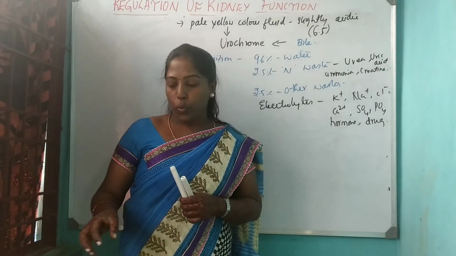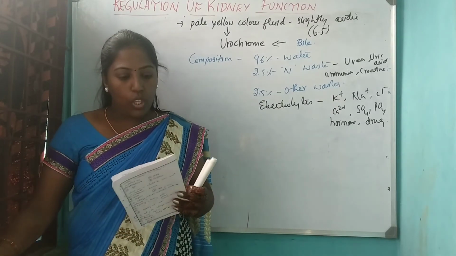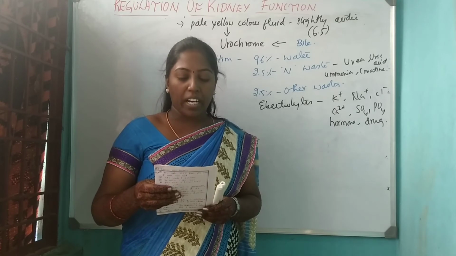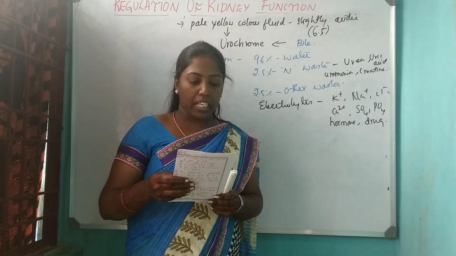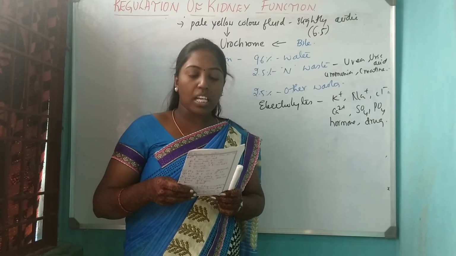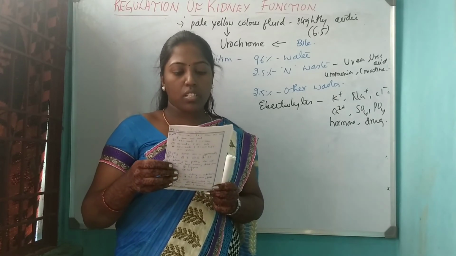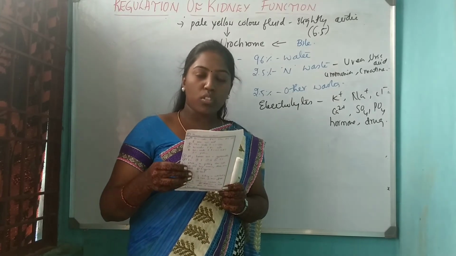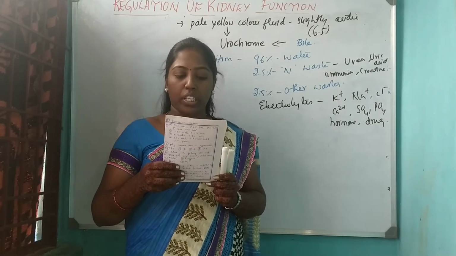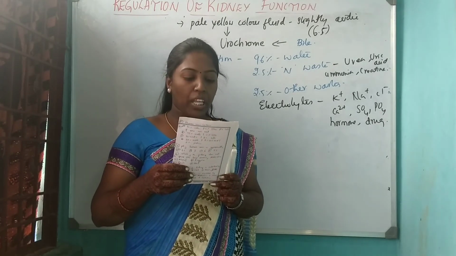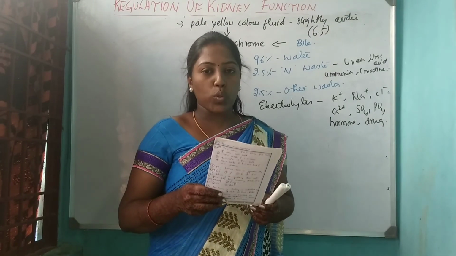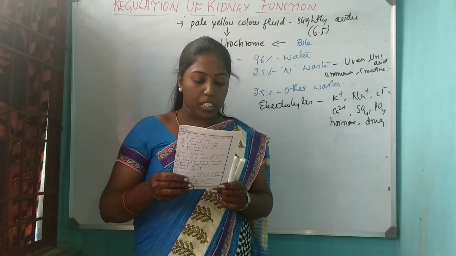Let us see some of the questions. The first question: water reabsorption in kidney is controlled by A. Aldosterone, B. ADH, C. GH, D. Oxytocin. Option B, ADH, is the answer. Which is related to urine concentration in mammals? Testosterone hormone, ADH, oxytocin, all of these. The answer is ADH.